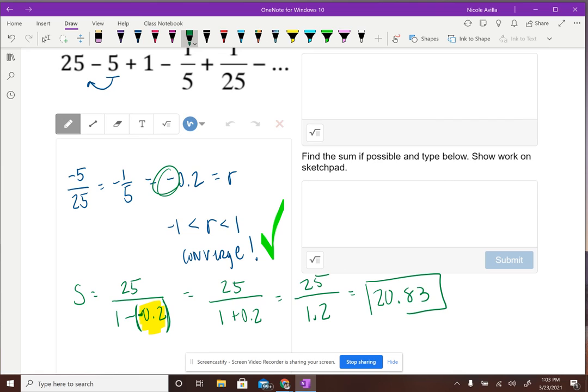So important putting your ratio in parentheses so that if it is a negative ratio, you can still see that in the formula when you plug it in. All right, I hope that helps with infinite series, telling whether something converges or diverges, and then using the infinite sum formula if it's a convergent pattern.